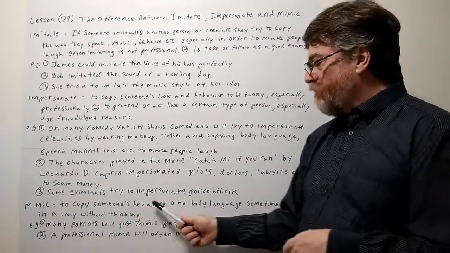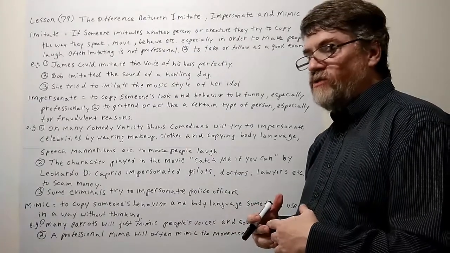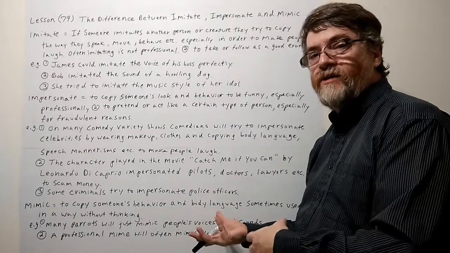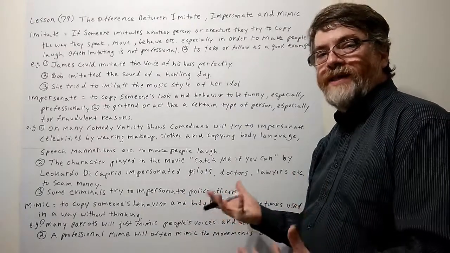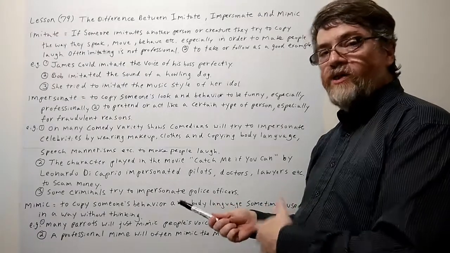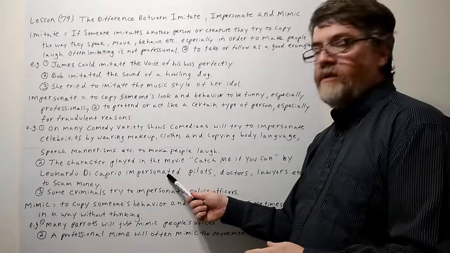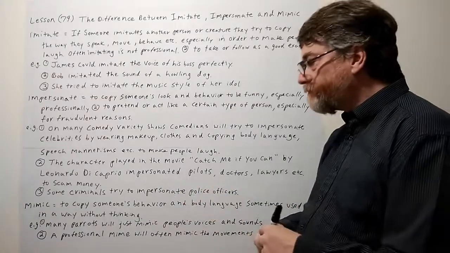Some criminals try to impersonate police officers, maybe sometimes to trick people to allow them to enter an apartment or something like that, or get somebody to go with them, where they're not really police officers. They're just trying to pretend like they are police officers. So again, this is a way we would use impersonate.